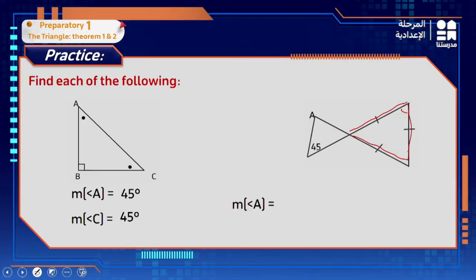How do we know? It's equilateral. All the sides are equal, so all the angles are equal in measure. So 180 divided by 3 is 60 for each one of them. So I'm going to write 60.